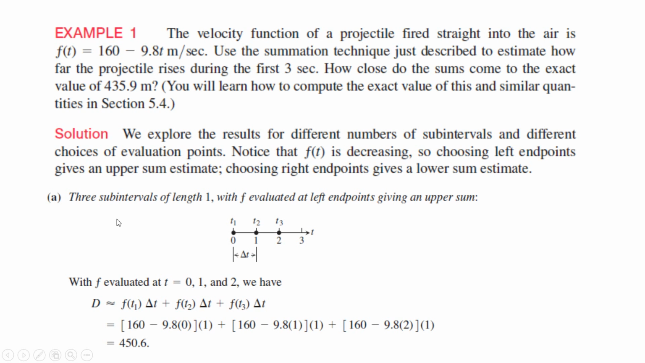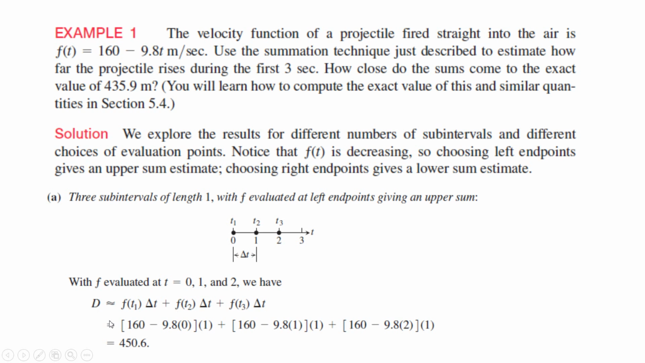So first, in part a, we choose subintervals of length 1. We have to find the value over 3 seconds, so the total interval length is 3, and each subinterval has length equal to 1. So we subdivide into 3 intervals actually. The first interval is t1 to t2, then t2 to t3, and then t3 to t4 is the last interval. So we have 3 subintervals.